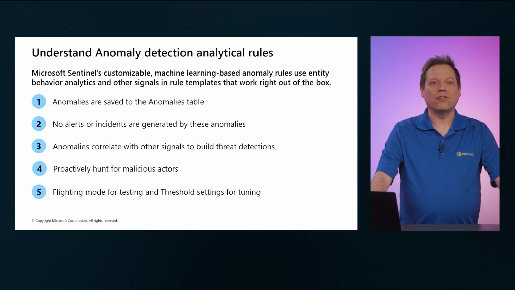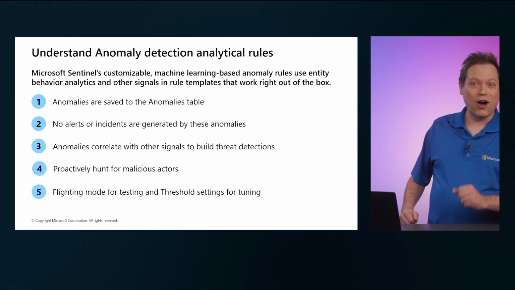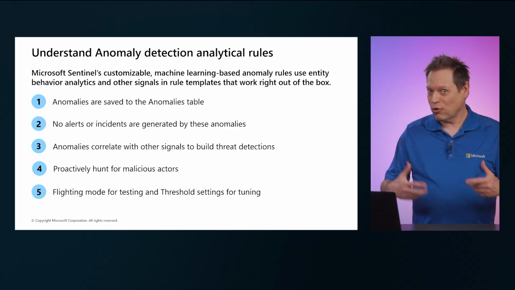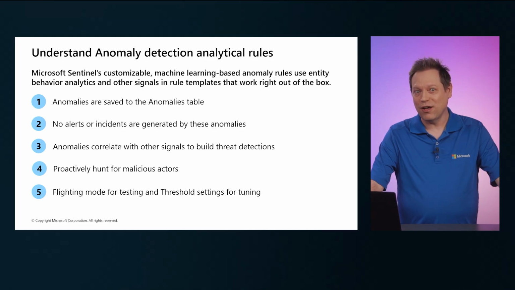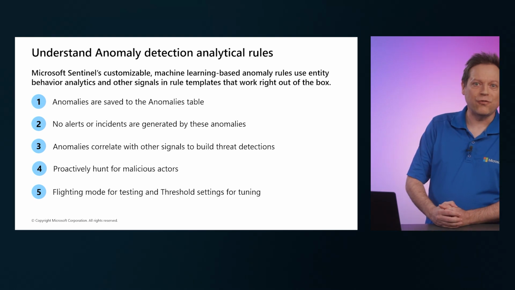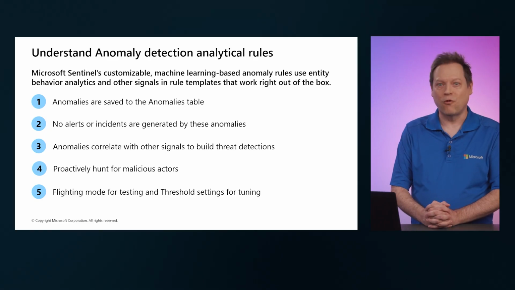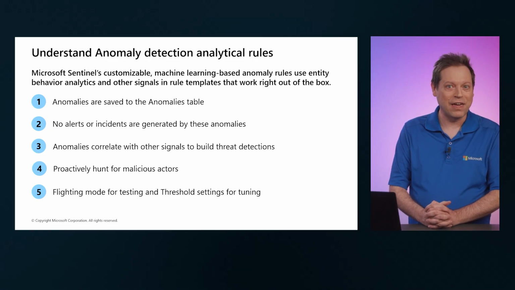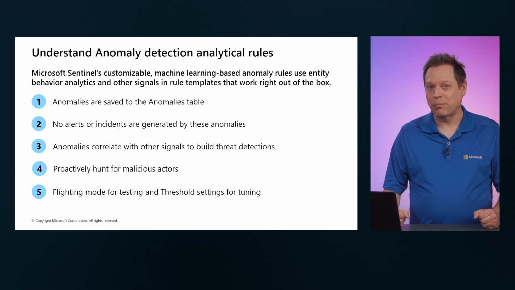First, anomalies are saved to the anomalies table. Second, by themselves, those anomalies don't generate alerts or incidents. Instead, they're designed to support proactive hunting for malicious actors and to correlate with other signals to help you build stronger threat detection. Finally, you can use features like flighting mode for testing and threshold settings for tuning, so you can validate behavior and reduce false positives before relying on the results operationally.